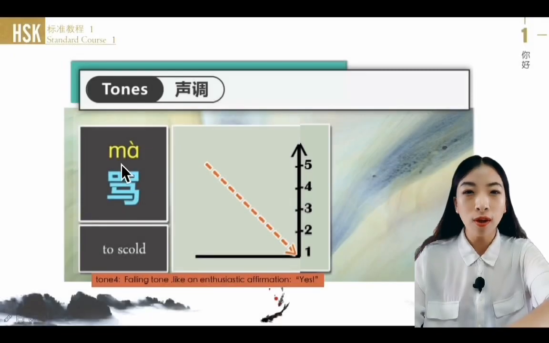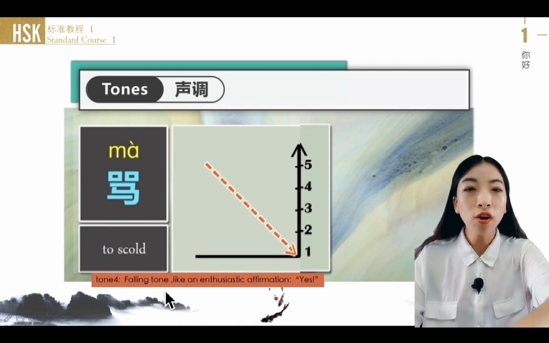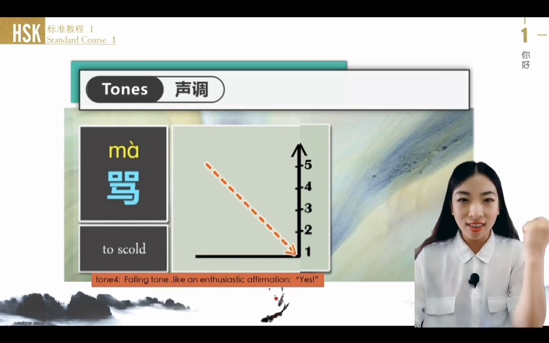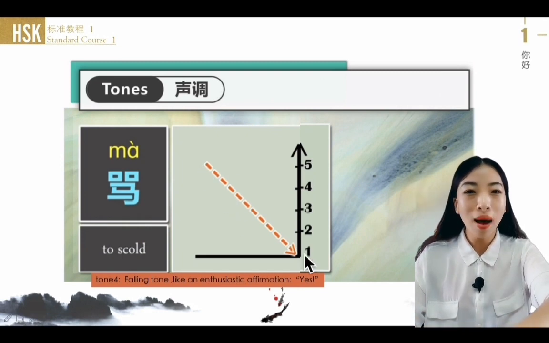The fourth tone, ma. Ma. It's a falling tone, like an enthusiastic affirmation. Yes. Ma.